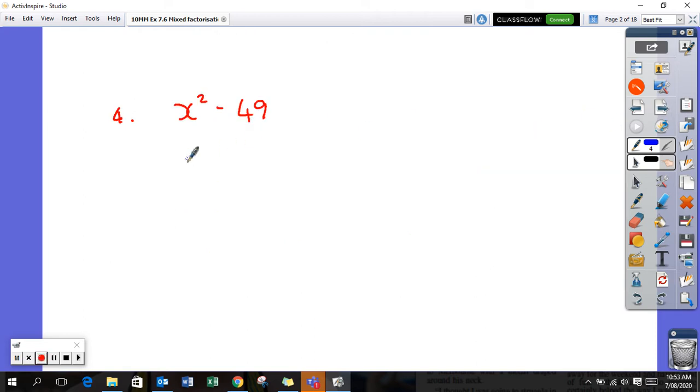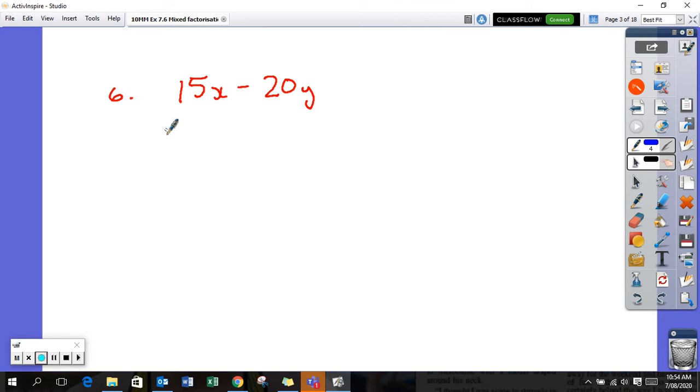Okay, this one, x squared minus 49. That's a square, obviously. 49 is a square number, and you need to be able to recognise your square numbers. So we've got x squared minus 7 squared, which is x minus 7, x plus 7. And just for those who are curious, it doesn't matter which order you put these because it's just two numbers multiplied together. So you could do x plus 7, x minus 7 if you wanted to.